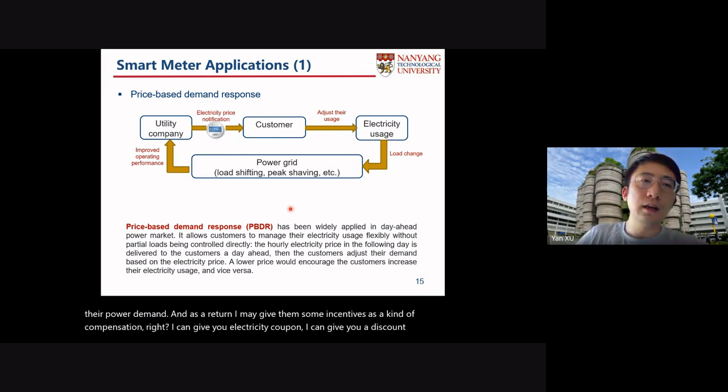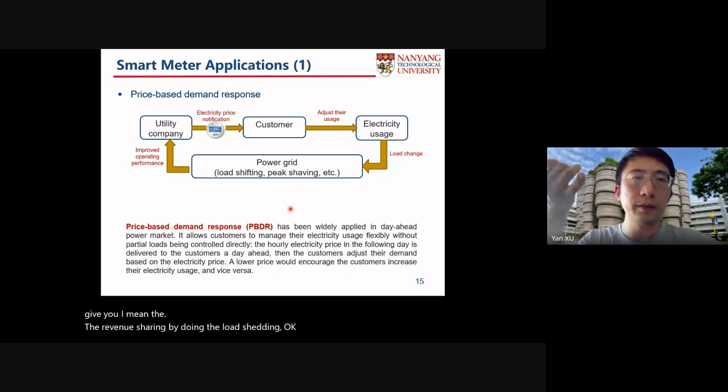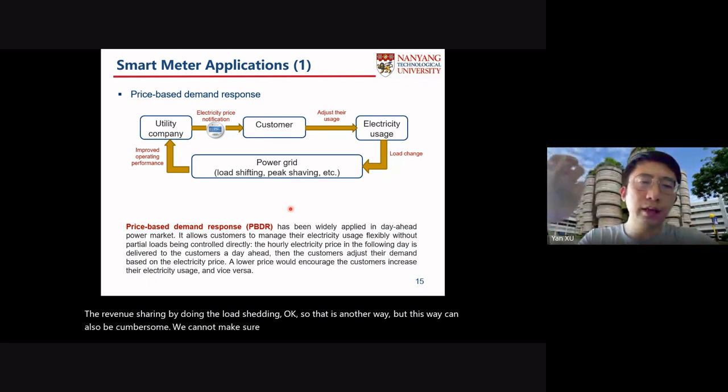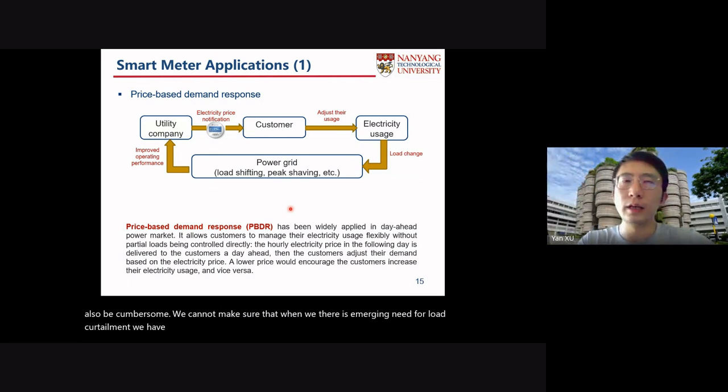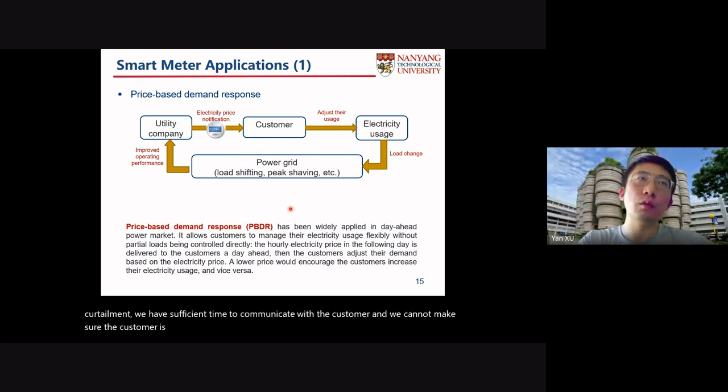I can even give you the revenue sharing by doing the load shedding. Okay, so that is another way. But this way can also be cumbersome. We cannot make sure that when there is an emergent need for load curtailment, we have sufficient time to communicate with the customer. And we cannot make sure the customer is willing to take our load curtailment order, right? So this is a reality.